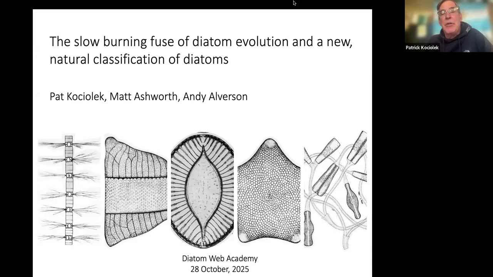Each of us will speak. Andy's going to talk first about the big paper that came out in PNAS. I'll talk a little bit about classification. Matt will talk about the things that we did to develop the new classification, and I'll just come in at the end to wrap things up. So, Dr. Alverson, the floor is yours.